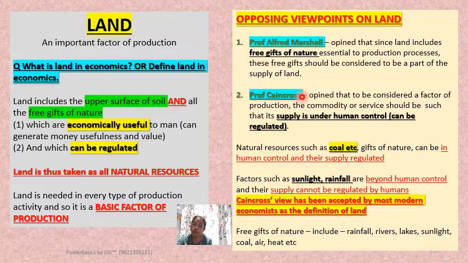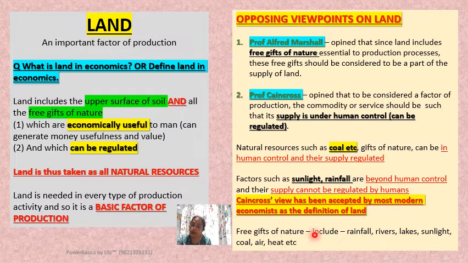Professor Cairncross, another very important economist, opined that to be considered a factor of production, the commodity or service should be such that its supply is under human control. It can be regulated. Natural resources such as coal, petroleum, etc. are gifts of nature. They can be in human control and their supply regulated. Factors such as sunlight, rainfall are beyond human control. Their supply cannot be regulated by humans. Cairncross's view has been accepted by the modern economists as the definition of land.